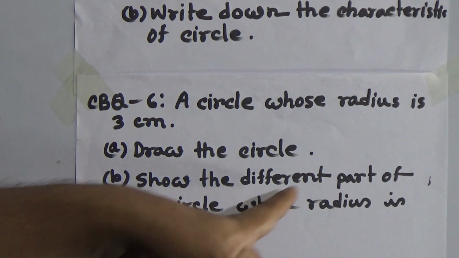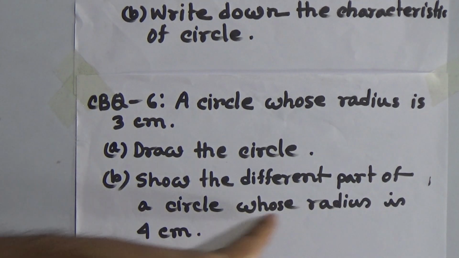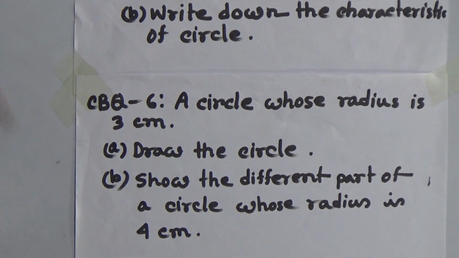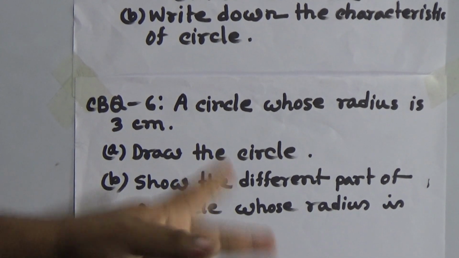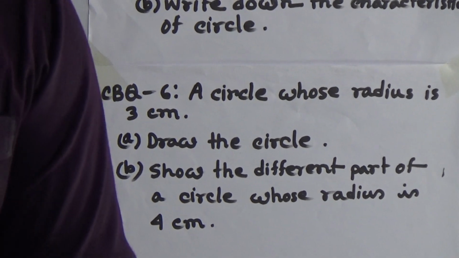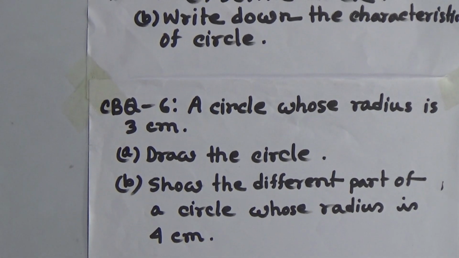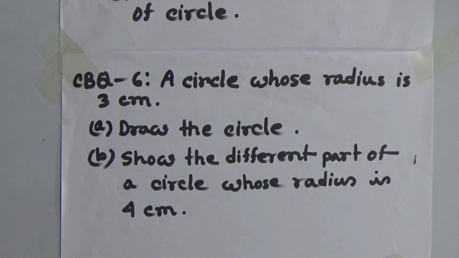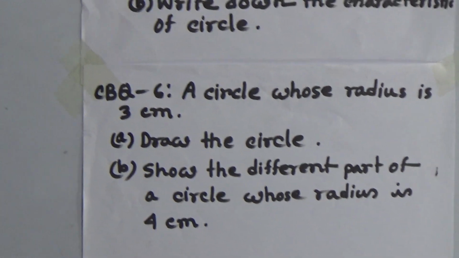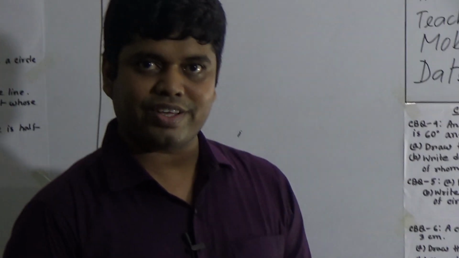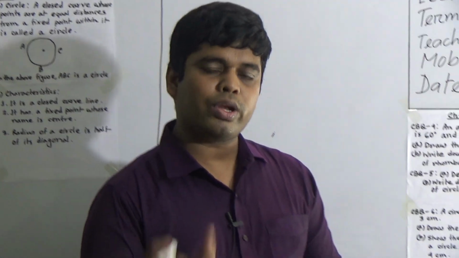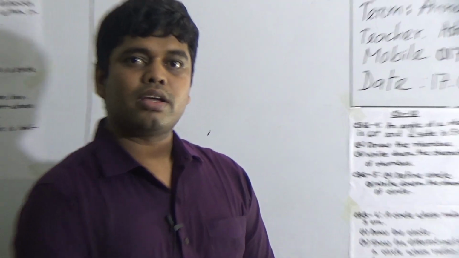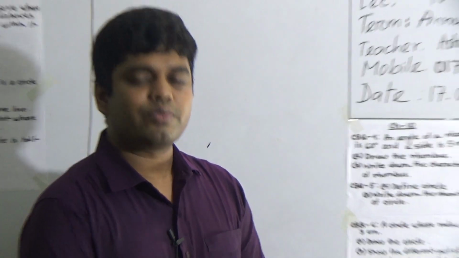Question number B, show the different parts of the circle whose radius is 4 centimeter. That means, my dear students, at first we need to draw a circle whose radius is 4 centimeter. After drawing the circle, then we show its different parts. That means a circle has how many things? Center, circumference, radius, diameter, chord. We need to show these in a figure, in a circle whose radius is 4 centimeter.